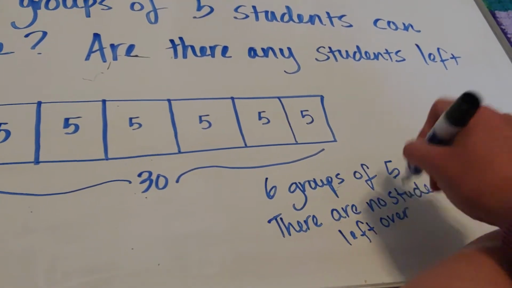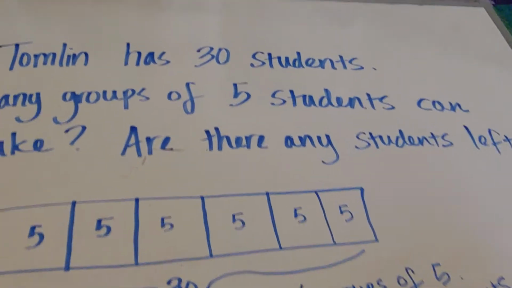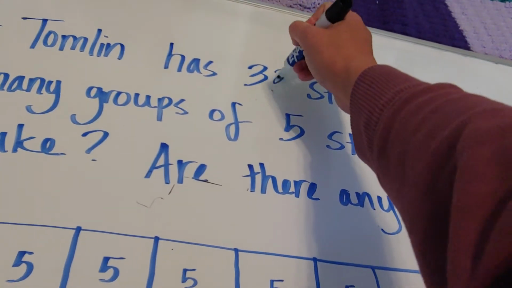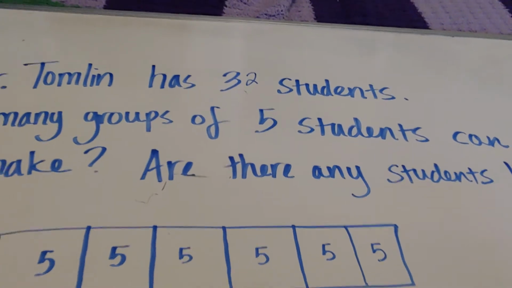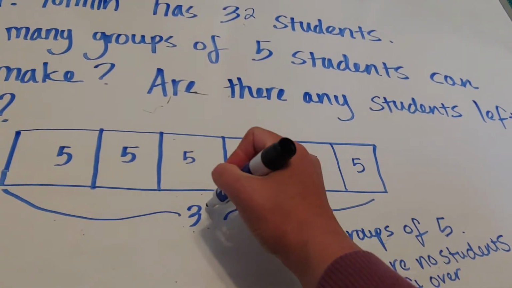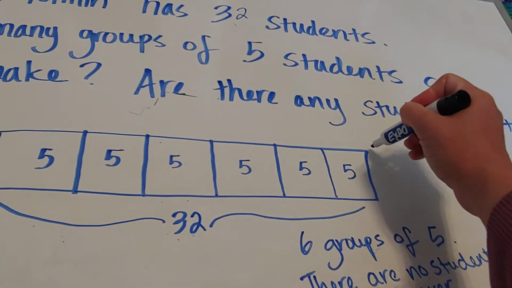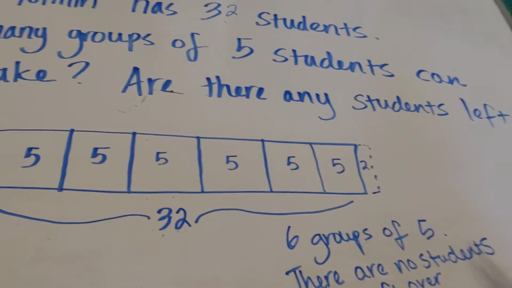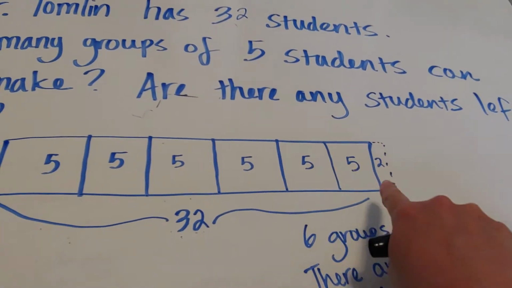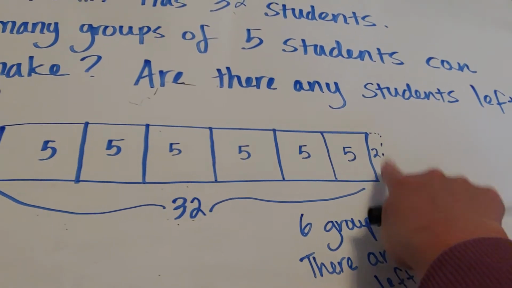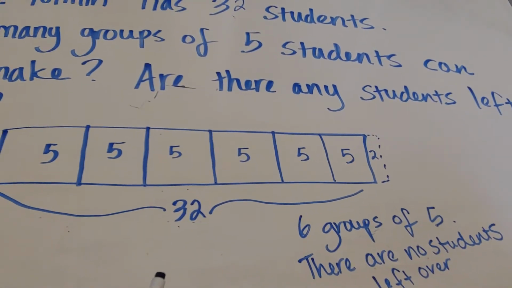All right, now, in contrast, if I went ahead and changed this original problem to 32, right? We see what's going to happen. So what happens when I have 32 is that we'd have an extra 2 students left over. So here I'd have 6 groups of 5, and 1 small group of 2. Maybe they'll be the helpers in this activity.